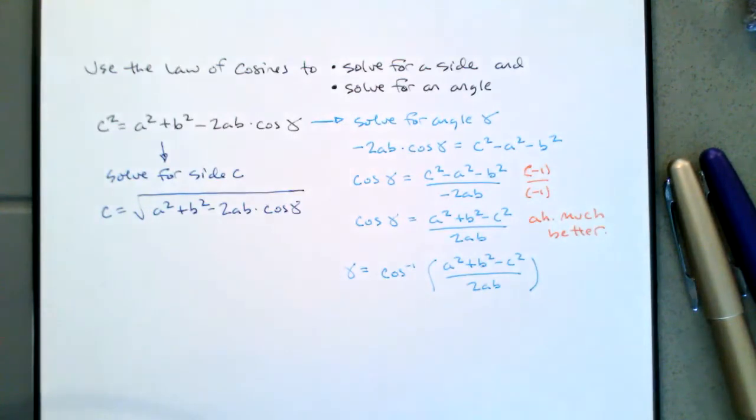So I can use this version of the law of cosines to solve for side c with a square root, or solve for angle gamma with a cosine inverse after a little bit of algebraic sleight of hand.